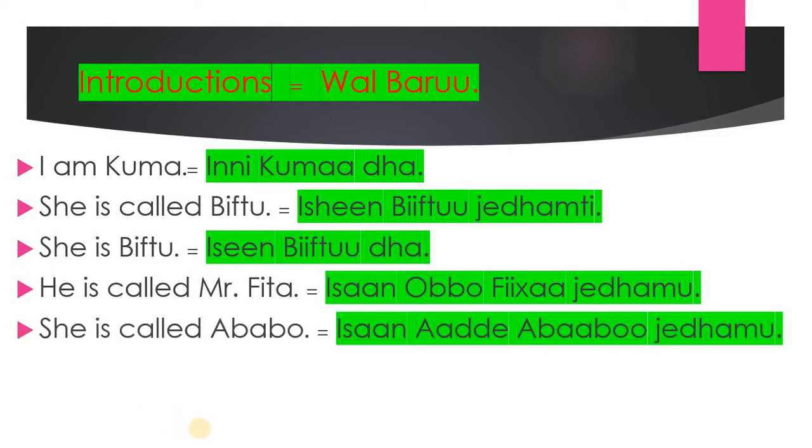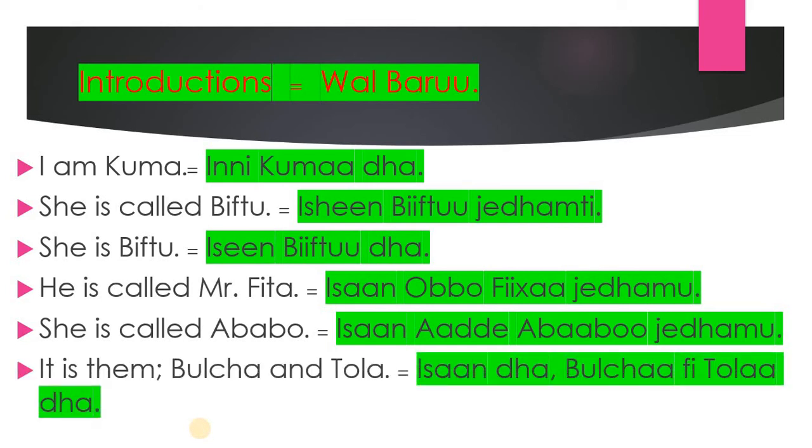She is called Ababo. Isaan Aadde Ababo jedhamu. The only difference here is Aadde and Obbo, but both are for a respectful person and for elderly as well. Isaan Aadde Ababo jedhamu.